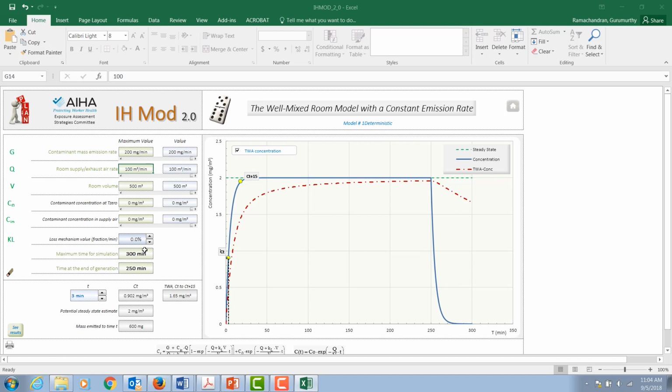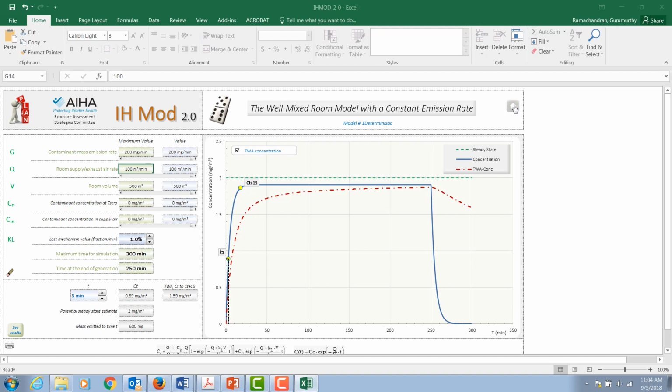We can also study the effect of different loss mechanisms. You can see that when there is 5, or let me just make it 1% loss, the steady state concentration is much lower, but also the steady state itself is slowly declining because of the loss mechanisms. And so this is a demonstration of the well mixed room with constant emission rate.